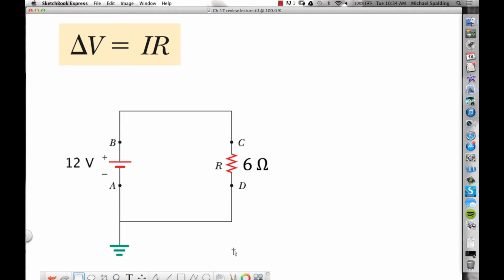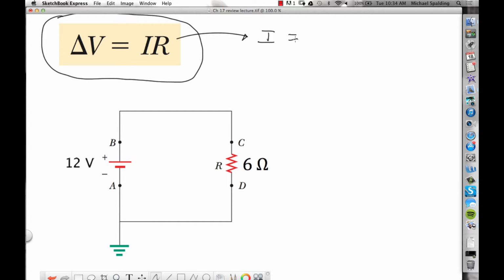All right, so in chapter 17, we're just laying the foundation for what you're going to be doing in chapter 18. So in our last lecture, we talked about Ohm's law, which is this equation up here. It says that voltage, delta V, is equal to current times resistance. The way I like to teach this equation is by rearranging it for current. So current is voltage over resistance, just doing the algebra.